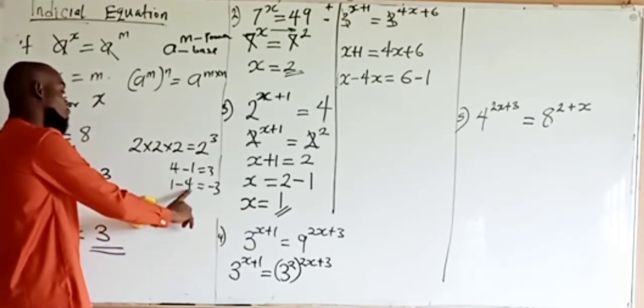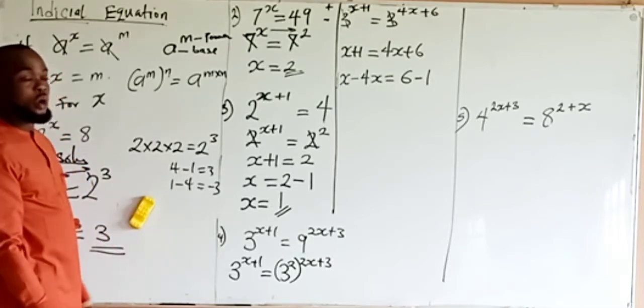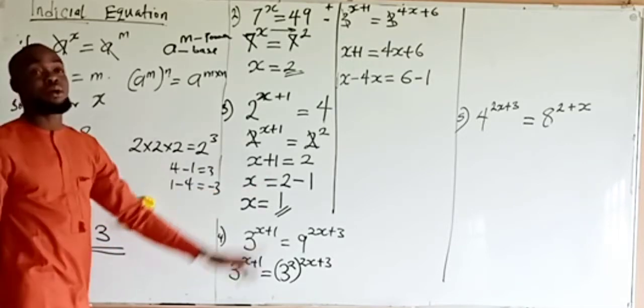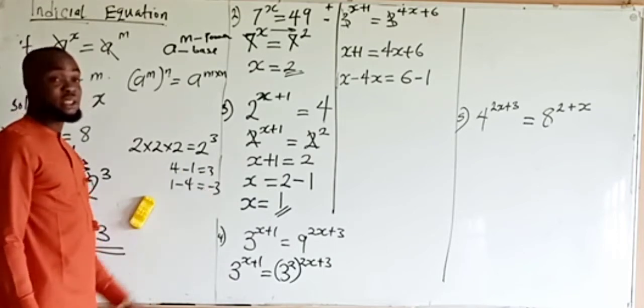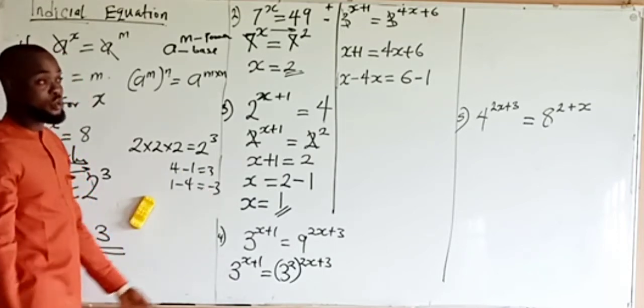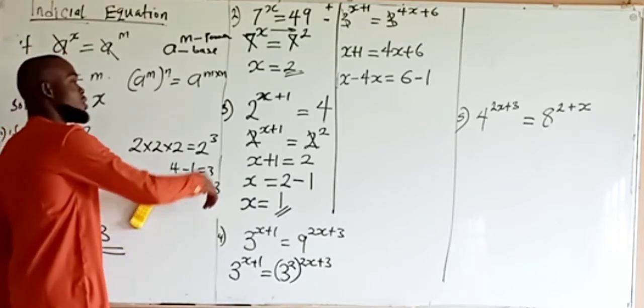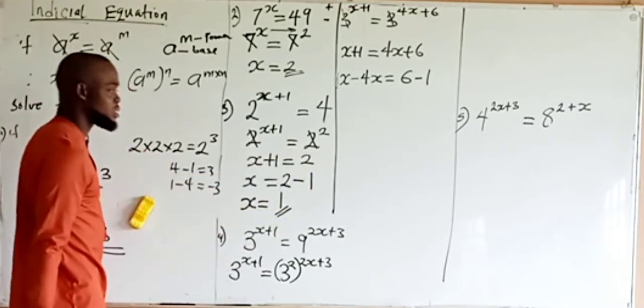You want to go and borrow 4. Or you have 1, you want to give 4 out. Then you have to go and borrow 3 before you can do what you want to do. That's how the thing is. Borrow means minus. Have means plus. That's how the thing is.